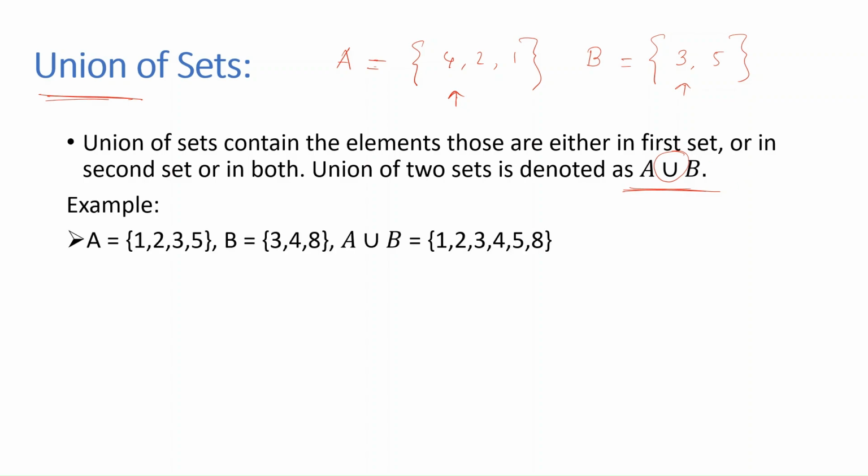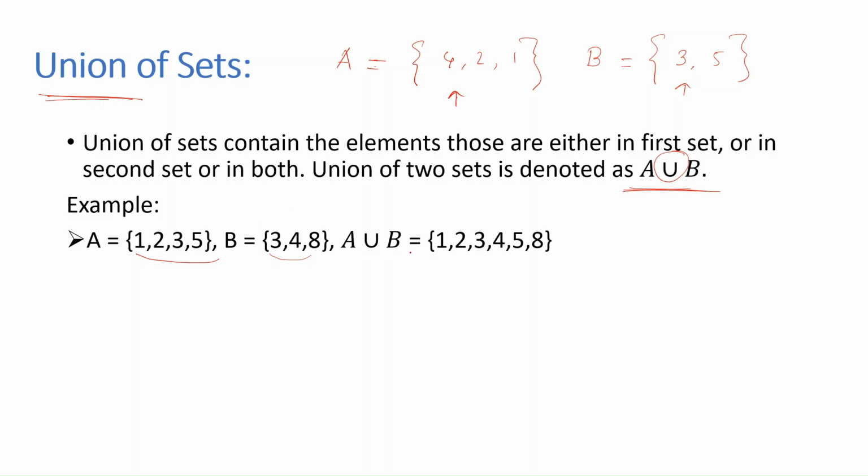Here we have an example. A is one set which has the elements 1, 2, 3, and 5. B is another set that has the elements 3, 4, and 8. And what will be A union B? So, according to the definition, all the elements that are either in the first set, so all these elements will be inside A union B, or in the second set, that means all the elements of B will be inside A union B, or the elements that are there in both the sets. Now, what is that element that is situated in A and B? This is only 3, right?